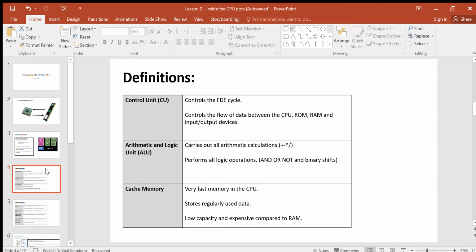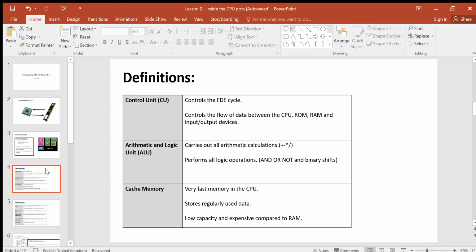So the control unit does what it says on the tin. It's in control of the FDE cycle. It's also in control of the flow of data between the CPU and then ROM and RAM and the input and output devices. Again, the arithmetic and logic unit is self-explanatory in its title. It carries out all the arithmetic calculations. It also performs all logic operations. Now, binary shifts are an example of the kind of logic operation it would carry out.